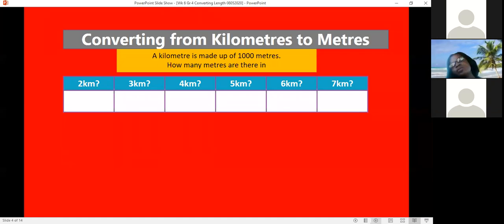Okay. So we're going to do an activity the same way that we did yesterday. Remember yesterday we did an activity. We are converting from kilometers to meters, and we've already said that a kilometer is made of 1,000 meters. And then the question is, how many meters are there in 2 kilometers?